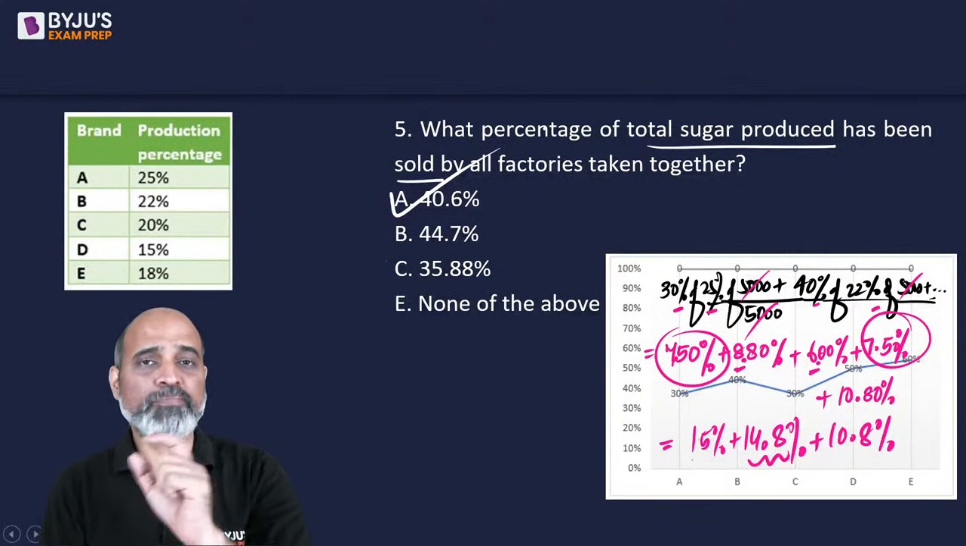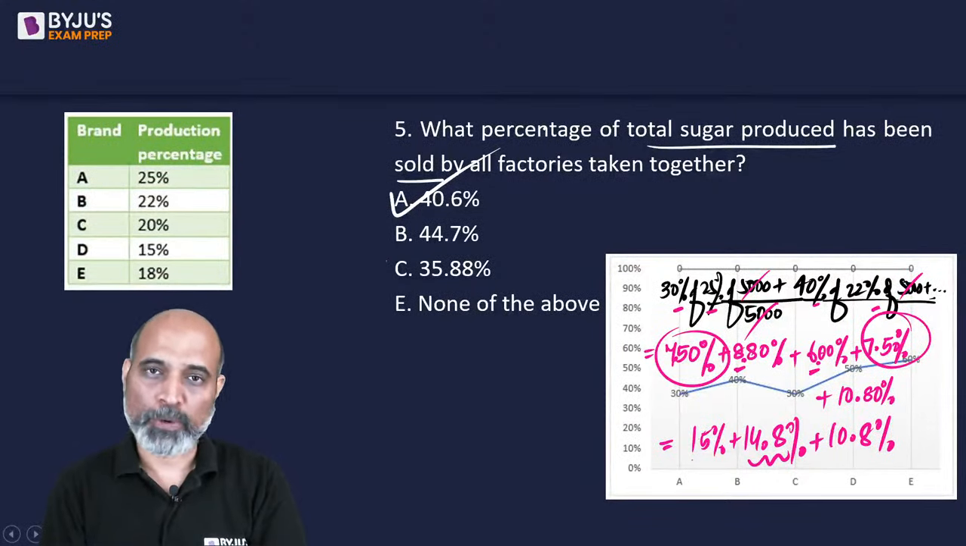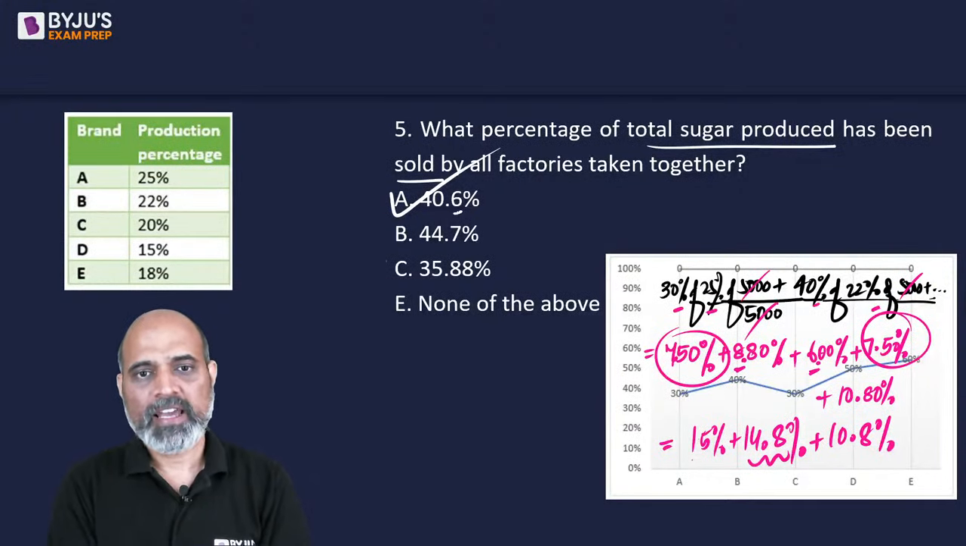So the option which is closest to the 40 is 40.6. If you add 0.8 and 0.8 it will anyway give you 0.6, right? It will be 16, so the 6 will be there at the end and 1 gets carried over.